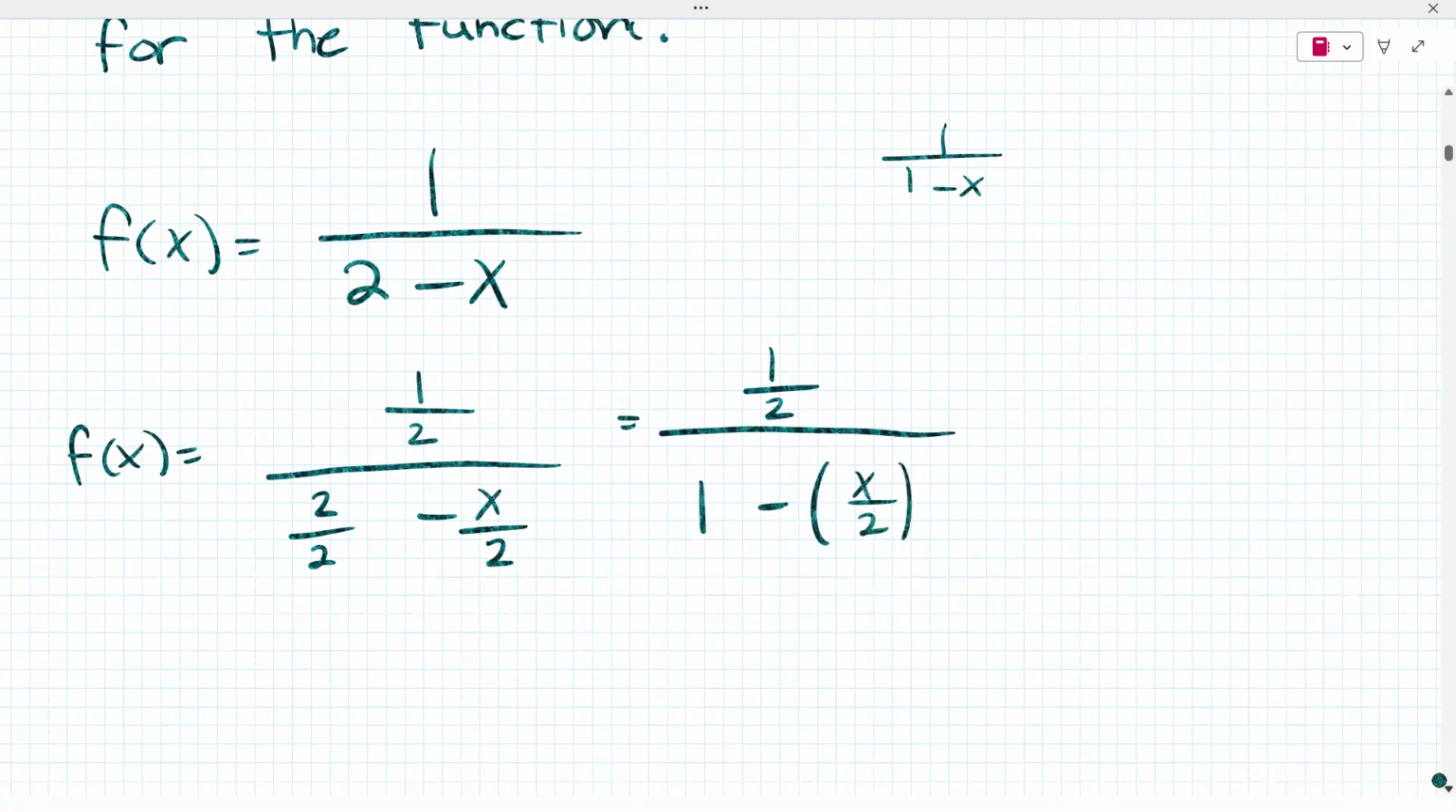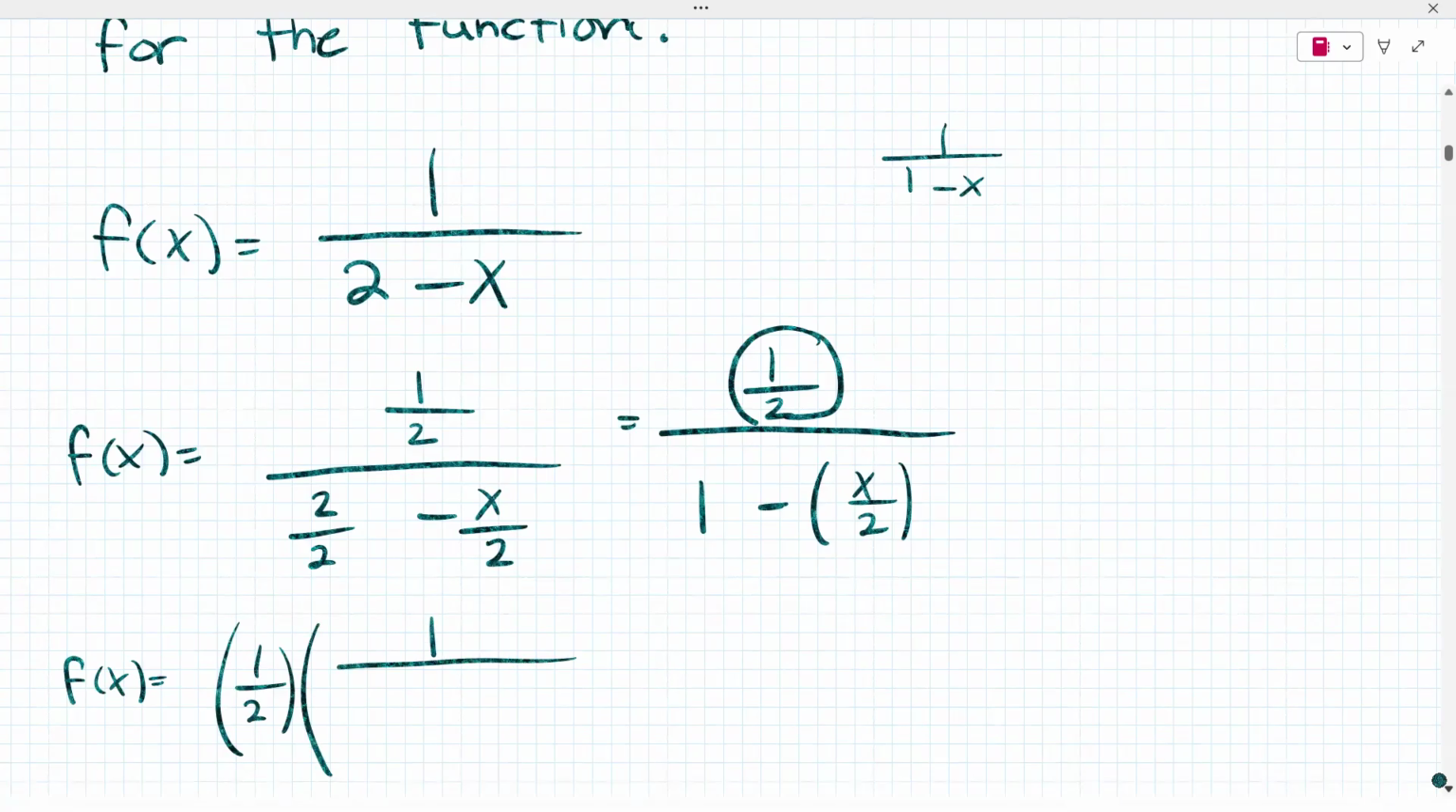So what could we do? Because we wanted a 1 on the top, we can factor out this constant 1/2. And that gives you the summation of AR raised to the n.